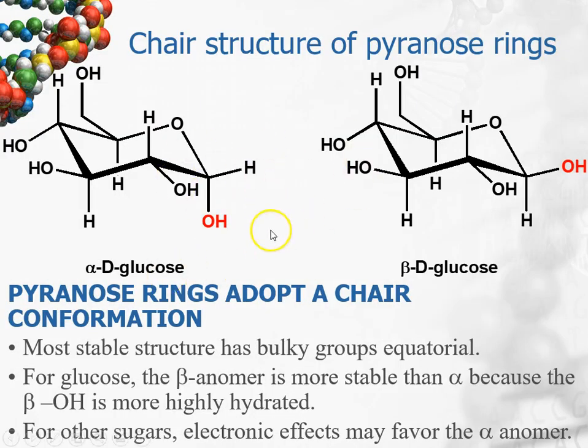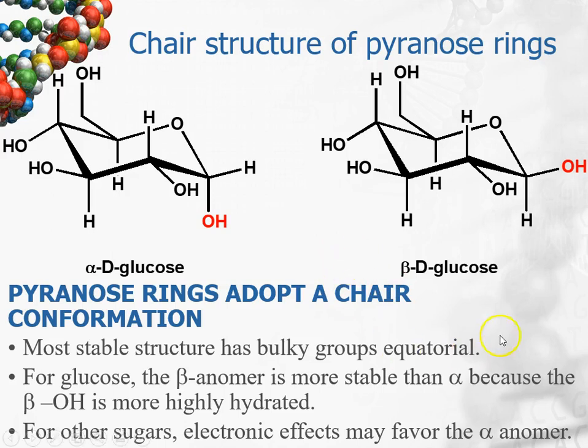So if I compare alpha-D-glucose and beta-D-glucose, and draw them in their chair conformations, which is easy to do on ChemDraw because it draws the ring for you, we look at the OH on the anomeric carbon, carbon number 1. For alpha, the OH is below the plane of the ring, so this is axial. Whereas for beta-D-glucose, the OH is above the plane of the ring, so this OH is equatorial. So that's one of the reasons that beta-D-glucose is more stable than alpha-D-glucose.